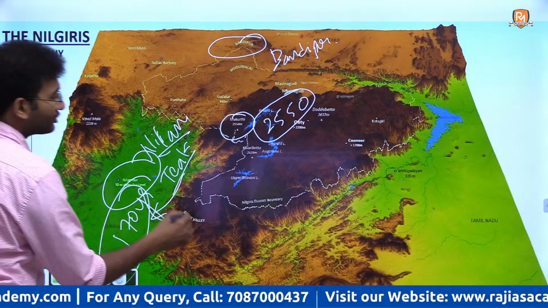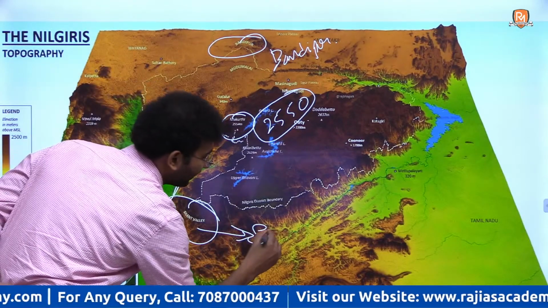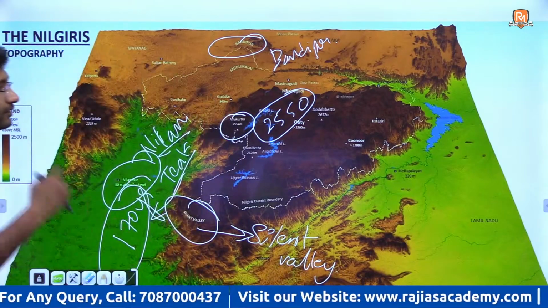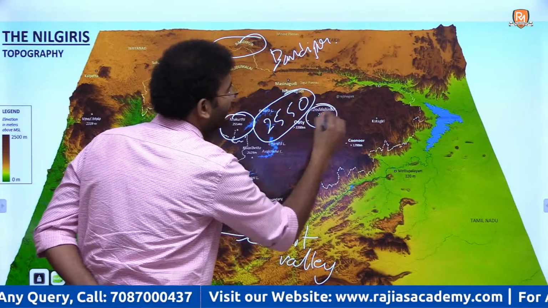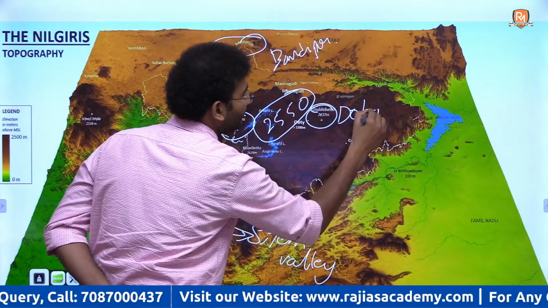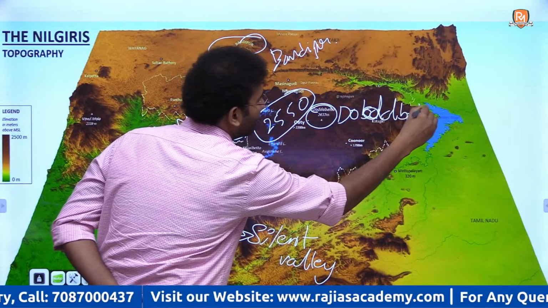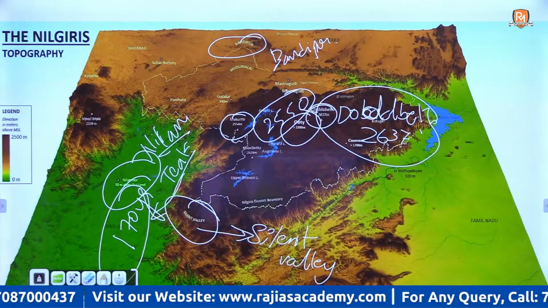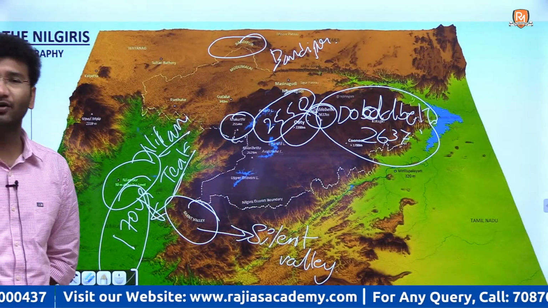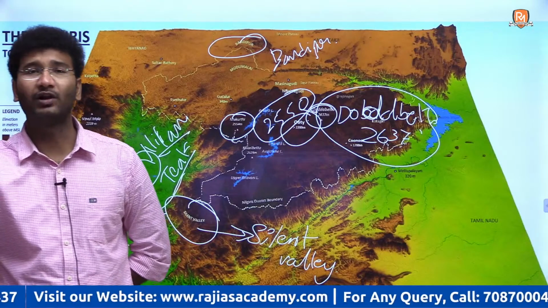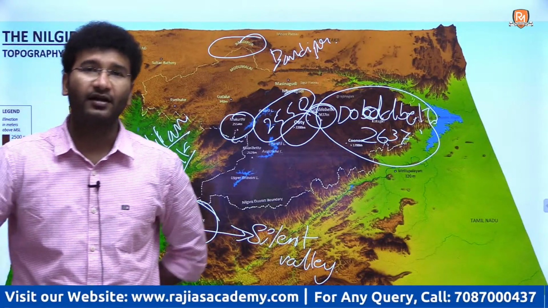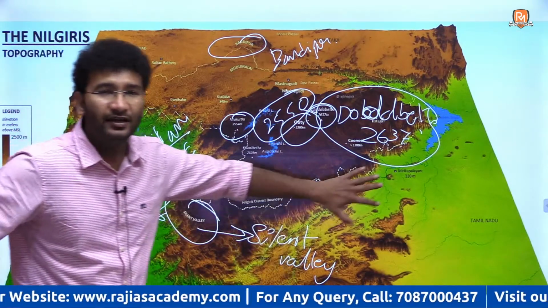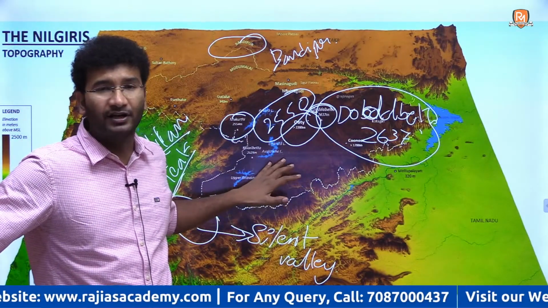Along with that, you also have a national park with the name Silent Valley. Silent Valley, right? And the highest peak, Doddabetta, 2637 meters, is also present here. Ooty is also present here, and there are 5 national parks. The list of national parks is Wayanad, Nagarhole, Bandipur, Mudumalai and Silent Valley National Park, which you get to see in the Nilgiri Biosphere Reserve. This is the topography map of the Nilgiri Biosphere Reserve.